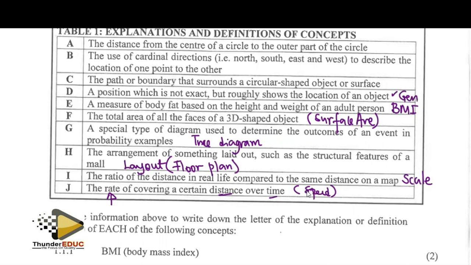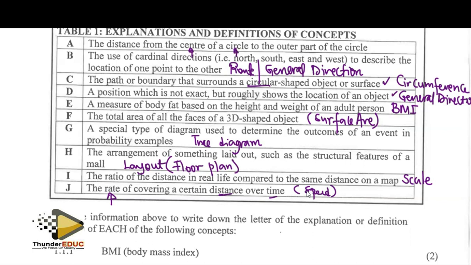A position which is not exact but roughly shows the location of an object, this could be general direction. The path around, this is supposed to be circumference, because we are looking at a circular shape. Using cardinal directions to describe the location of one point to another can be route description, or we can say general direction. The distance from the center of a circle to the outer part of the circle is supposed to be the radius.